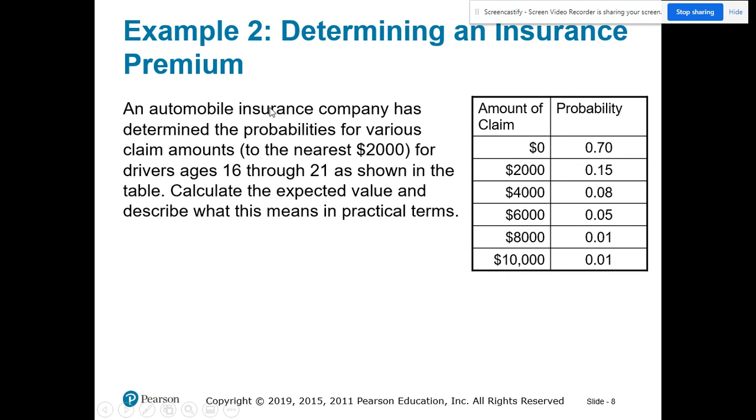All right. An automobile insurance company has determined the probabilities for various claim amounts to the nearest $2,000 for drivers age 16 through 21, as shown in the table. So there's a 0.7 probability that that driver isn't going to make any claim at all whatsoever. There's a 0.15 or 15% probability that they will have a claim of $2,000, et cetera. So calculate the expected value and talk about what that means.